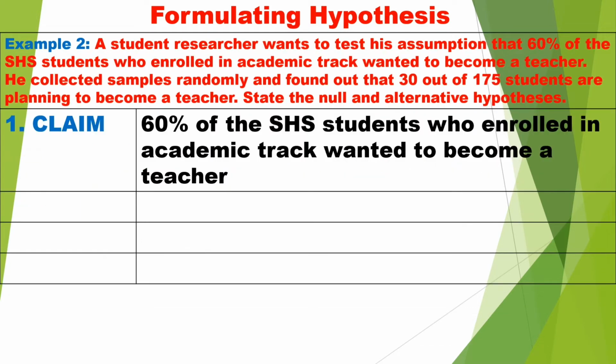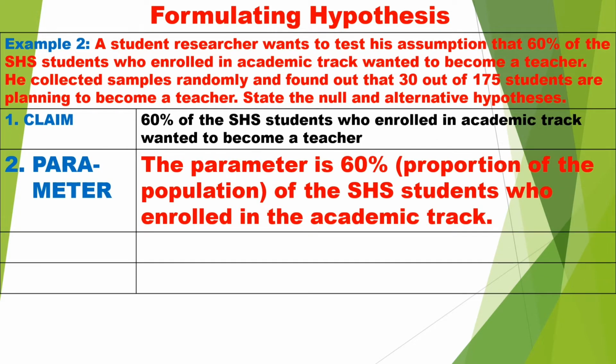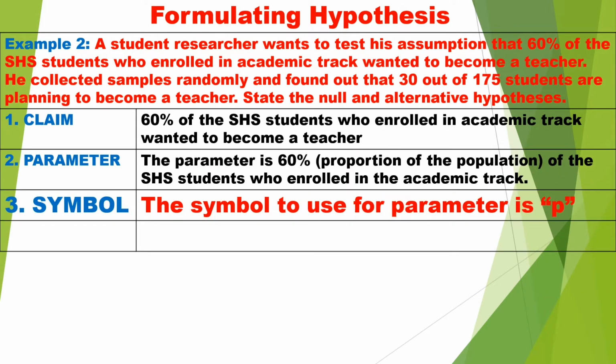Step 1, the claim is 60% of the senior high school students who enrolled in the academic track want to become a teacher. Step 2, the parameter is 60% of the senior high school students who enrolled in the academic track. Remember that the value 60% refers to the proportion of the population. Step 3, the symbol to use for the parameter is P. Like I said before, the value 60% refers to the proportion of the population.